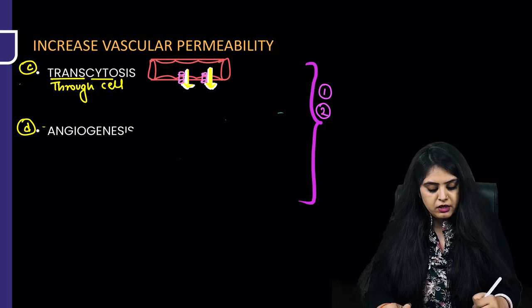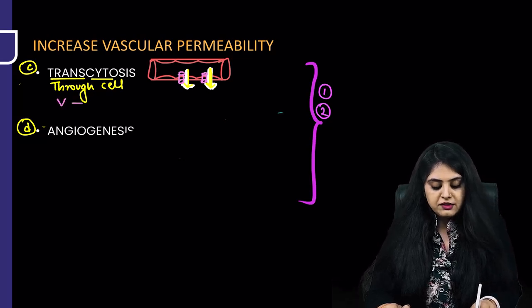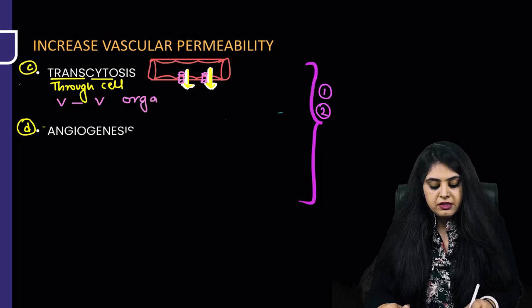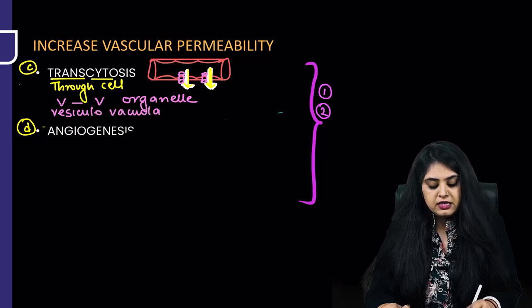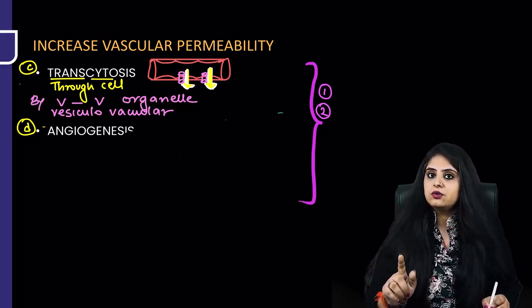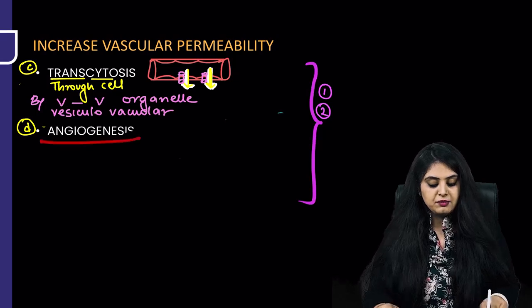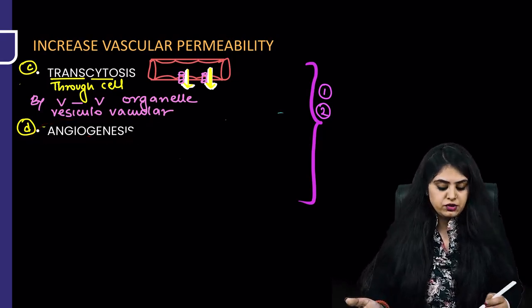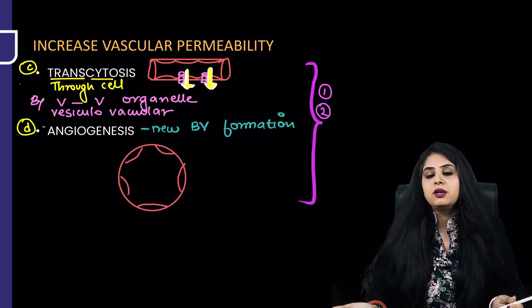And what is that underground thing known as? That is known as the VV organelle. Please remember, for those who want to know the full form, it is a vesiculovacuolar organelle that has been created, and via this tiny little tunnel the cells are moving out. Is that okay? Coming to the last mechanism, angiogenesis. We all know what angiogenesis is. Angiogenesis means new blood vessel formation.